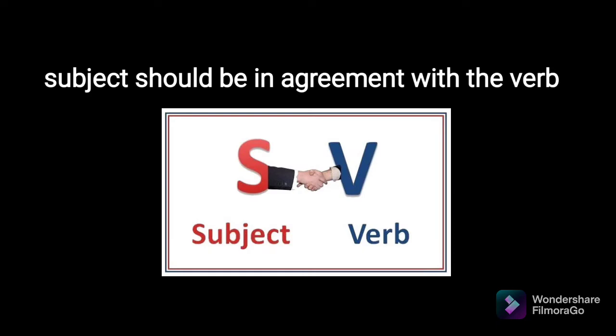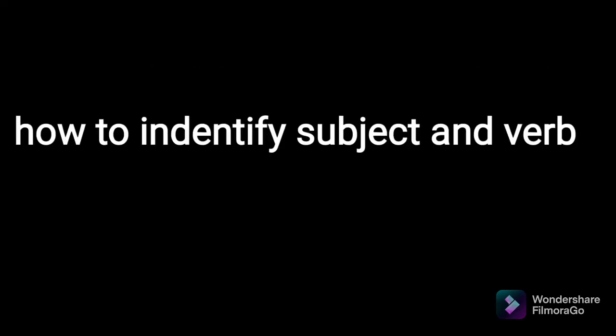So when we construct sentences, we have to construct them in such a way that the subject is in agreement with the verb. So for that, we have to first learn how to identify the subject and how to identify the verb and then how to make them in agreement. So first let's see how to identify the subject of a sentence.